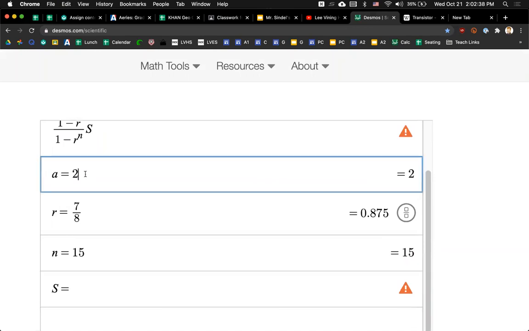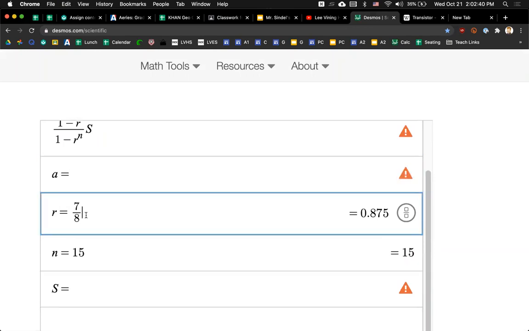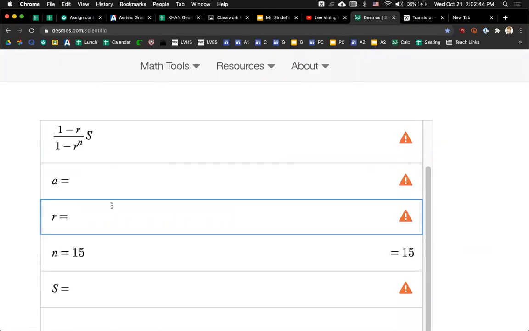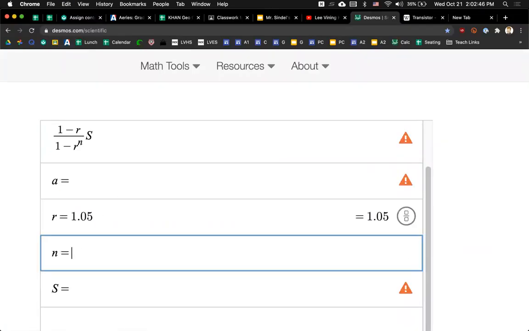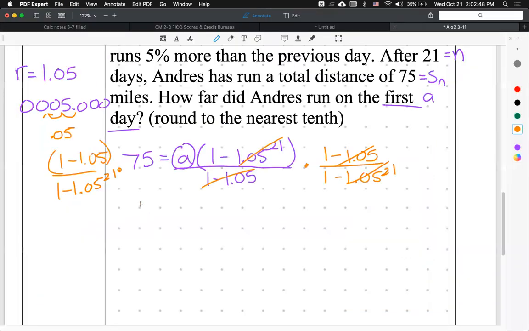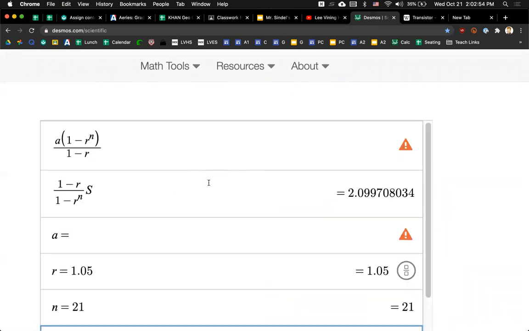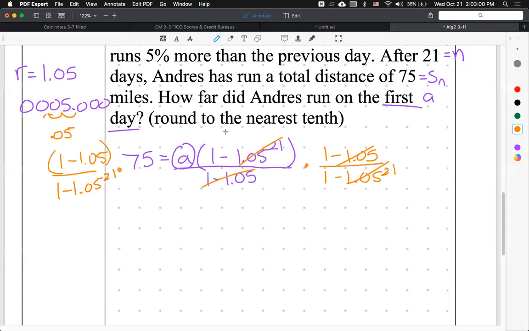And delete whatever you don't have. So what do I not have? I don't have a, so get rid of it. What is my r in this case? My r is 1.05. What is my n? It's 21. What is my s? It is 75. And that second equation, remember there are two equations up here now. The second equation works. The first one doesn't because I don't have the required information. And it looks like it's about that. What am I rounding to? Round to the nearest tenth.